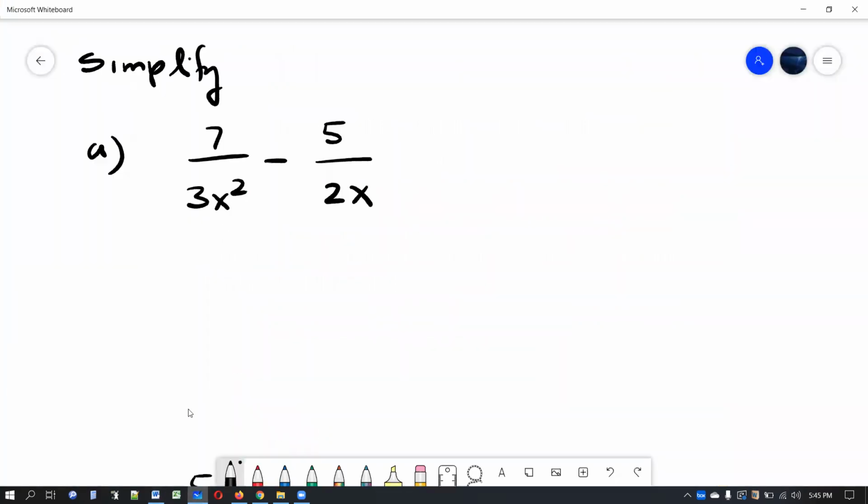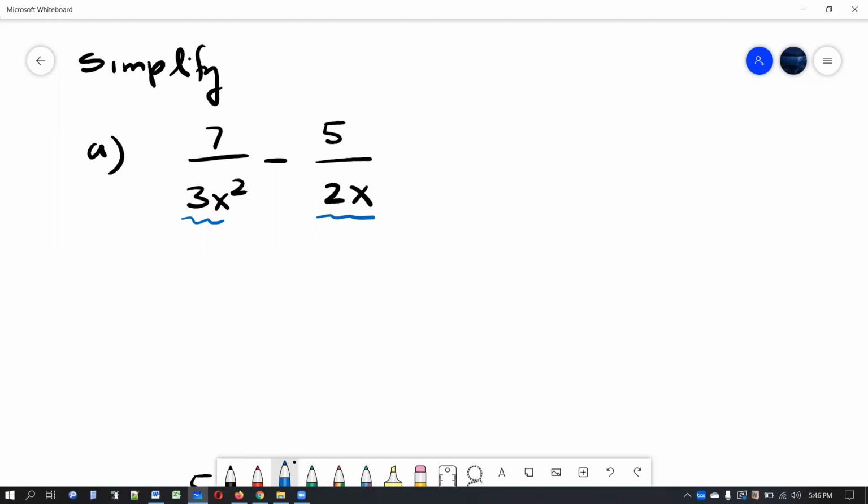I already copied these problems into the whiteboard. So let's do the first one right here. I have an expression where the first term is 7 over 3x squared, minus 5 over 2x. Notice that the denominators are different. I cannot do the same thing as before and do 7 minus 5, because I don't know what to put for the denominator. So we have to have both denominators being equal.